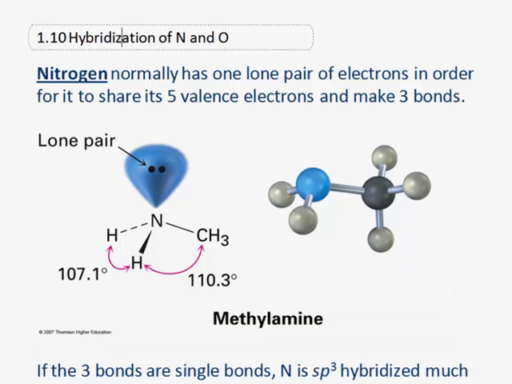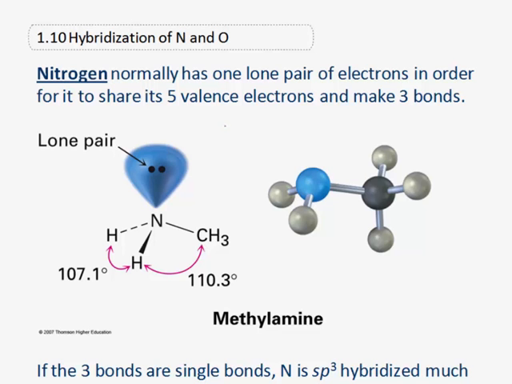So it's not only carbon that can form hybrid orbitals. Nitrogen and oxygen and a lot of other elements, sulfur and phosphorus and things like that, can also hybridize. So let's just deal with nitrogen and oxygen right now. Nitrogen, in its bonding pattern, if it's going to be neutral, normally has one lone pair of electrons, so that its 5 valence electrons will make 3 bonds.